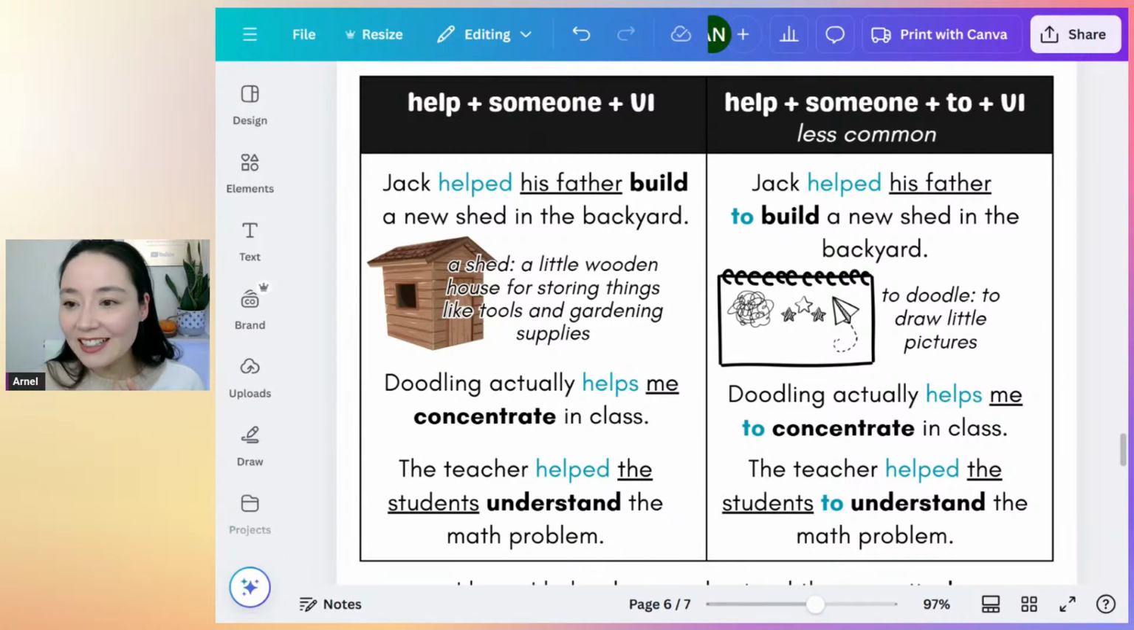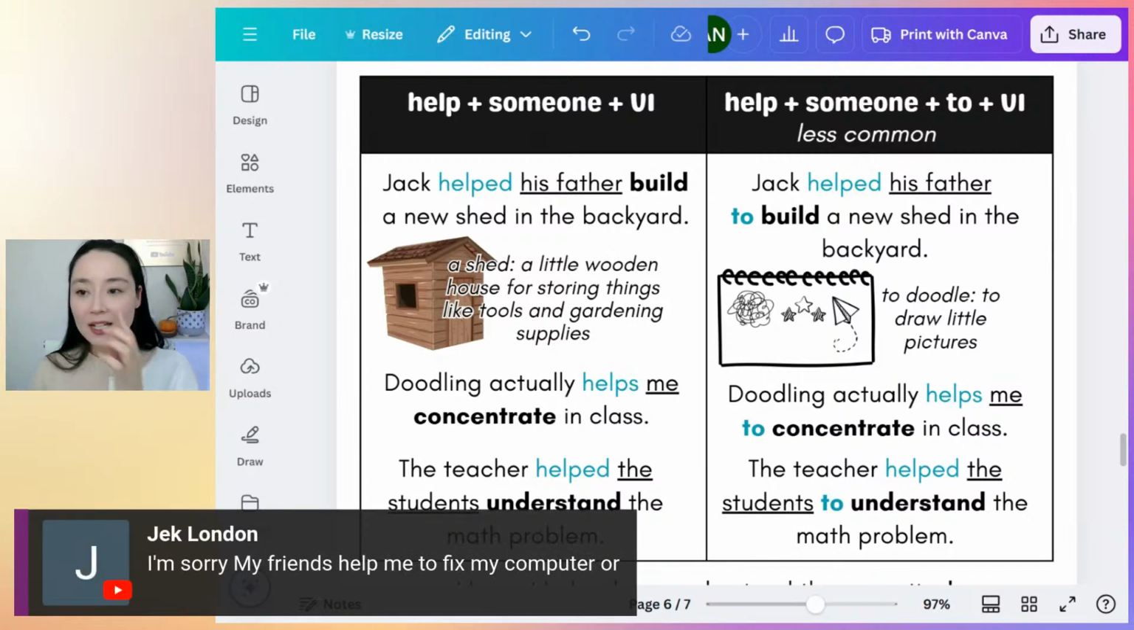Good, nice. Oh, Jack, okay. So either my friends help me to fix or my friends help me fix. Same thing. You can say my friends help me fix. Help me to fix. Same thing. With the to, it's less common. You can just choose. It's not wrong. Whatever you feel like using is good.